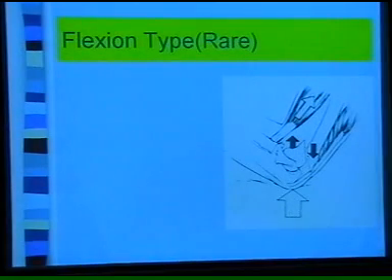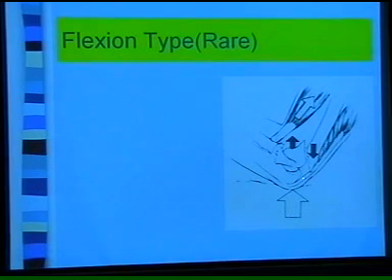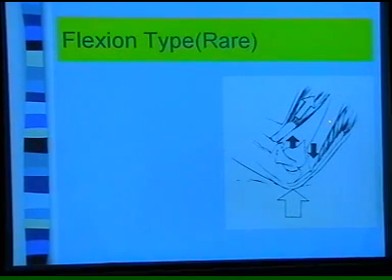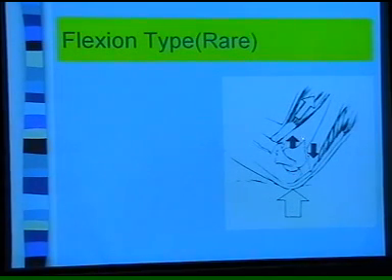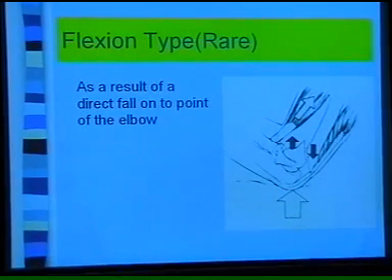There's another type of supracondylar fracture which is a flexion type. This is the only picture I could find of it. In this, the distal fragment is volarly displaced, and the proximal fragment comes anteriorly. See, the ulna goes behind, the humerus goes behind, and the distal fragment comes anteriorly because of the pull of the biceps here. And it happens when you fall on the point of your elbow there, and the distal fragment comes forward. This is a rare flexion type of fracture.